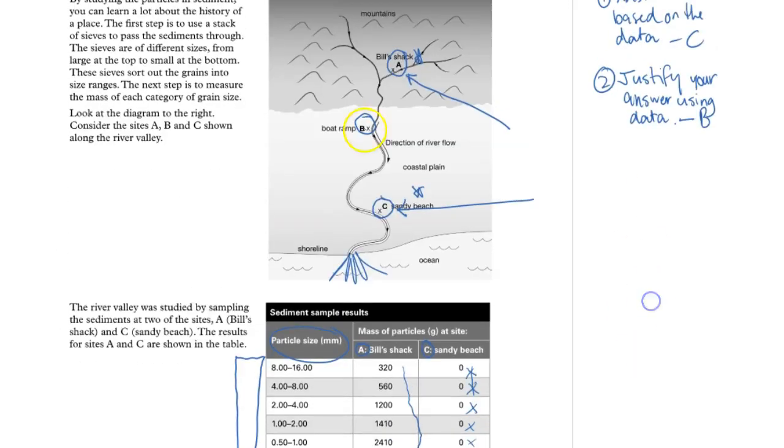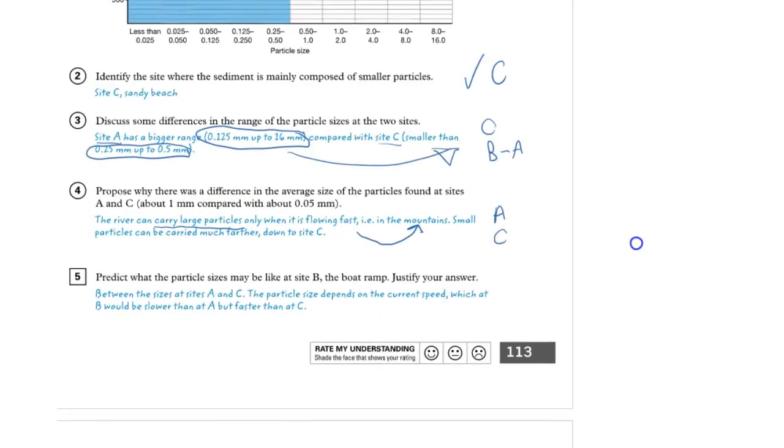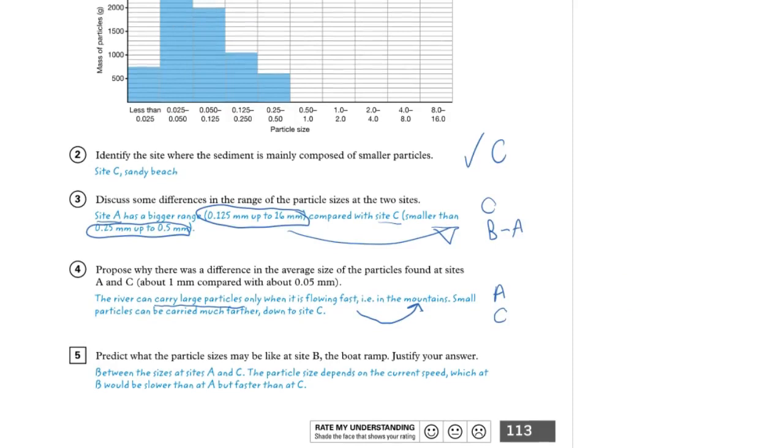Now, the last but not least, can you predict what the sample sizes would be in point B, right here, in the direction of the flow? And it's quite a simple answer when you think about it in the big picture. If all of the big particles have been deposited at the first site, then you're only going to have middle to small particles at the second. So if you actually talked about it being between, okay, then you could definitely give yourself a C.